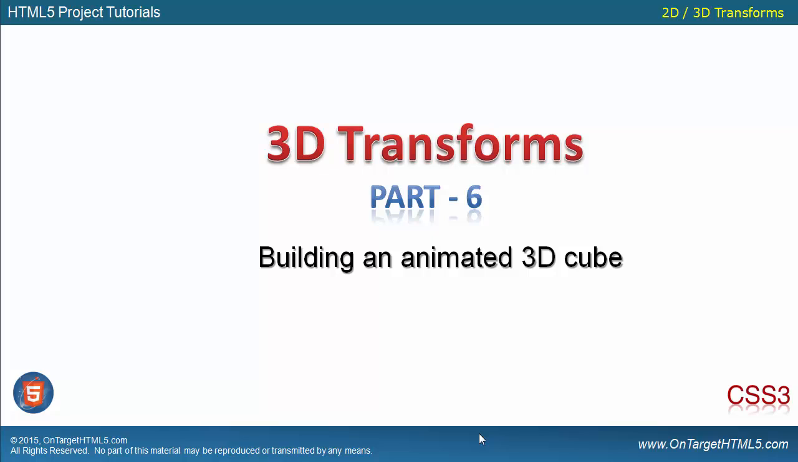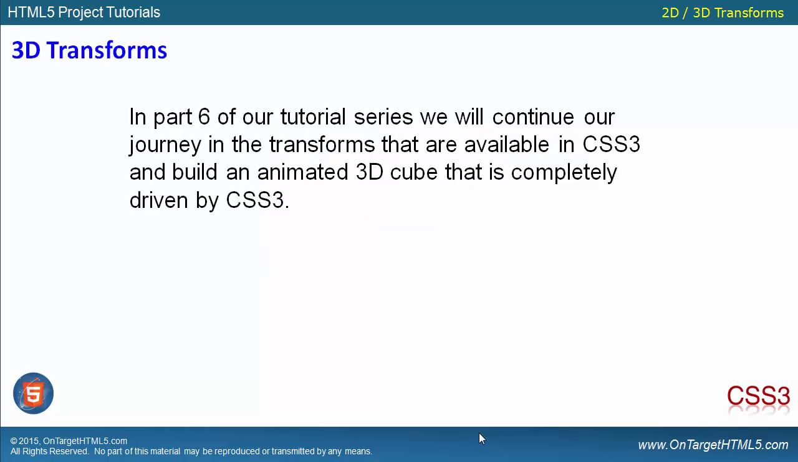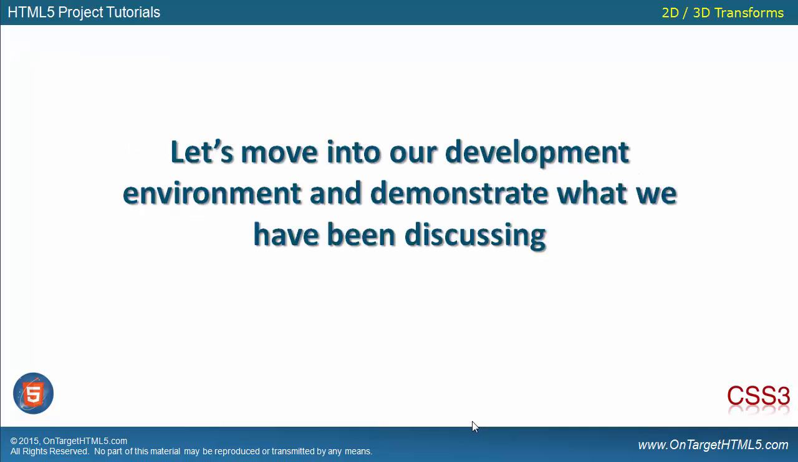This is part 6 of the series, and we're going to be building an animated 3D cube in this particular portion of the tutorial. So in part 6 of our tutorial series, we'll continue our journey in the transforms that are part of CSS3, and we're going to build an animated 3D cube that is completely driven by CSS3. The animation and the three-dimensional concepts are all part of the CSS3 spec, and we'll actually be doing the whole thing in CSS3. No JavaScript, none of that. Everything's going to be run in CSS3. So let's go ahead and move into our development environment and demonstrate the new 3D transforms in CSS3.